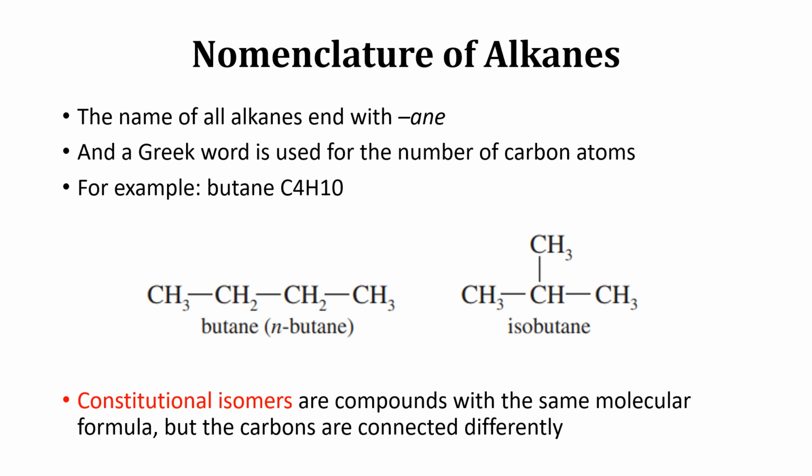Nomenclature of alkanes. The names of all alkanes end with "ane", and a Greek word is used for the number of carbon atoms. For example, C4H10. There are two isomers for formula C4H10. The unbranched isomer is simply called butane or n-butane, meaning normal butane, and the branched isomer is called isobutane, meaning isomer of butane. Constitutional isomers are compounds with the same molecular formula, but the carbons are connected differently.